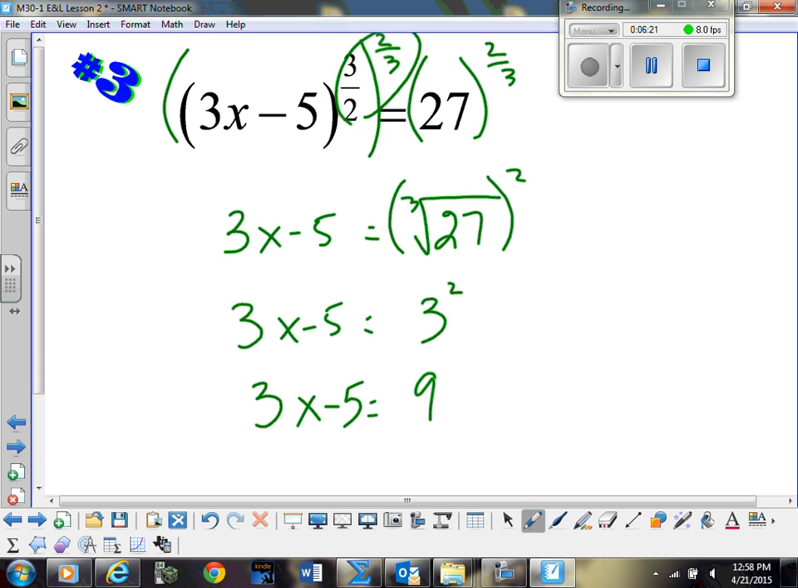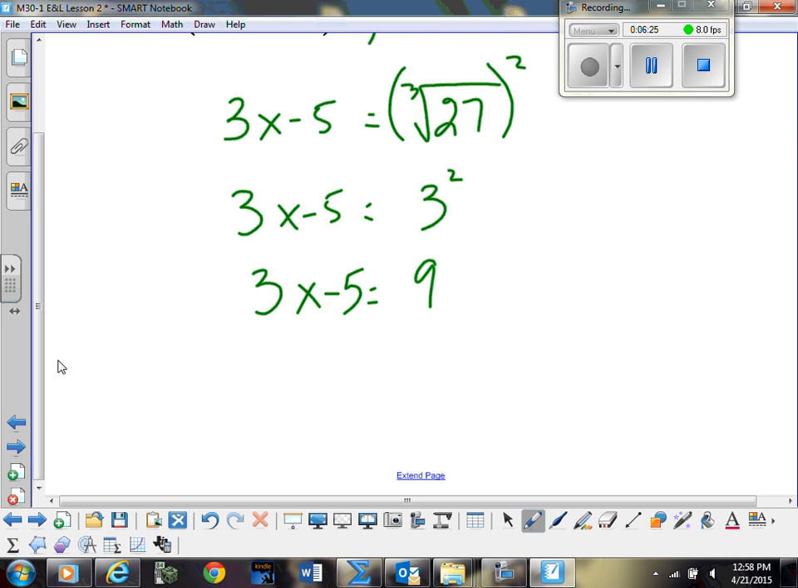So we can continue and solve this nice simple equation. We're going to add 4. My mistake, we're going to add 5. Add 5 and get 14. Divide by 3 and get 14 over 3. So x is 14 over 3. Next one.